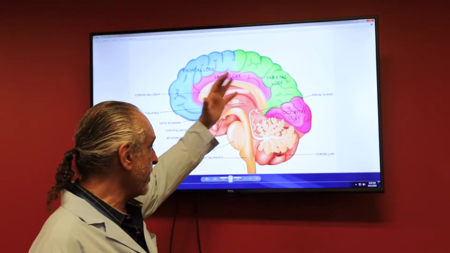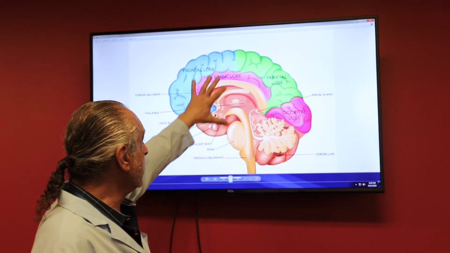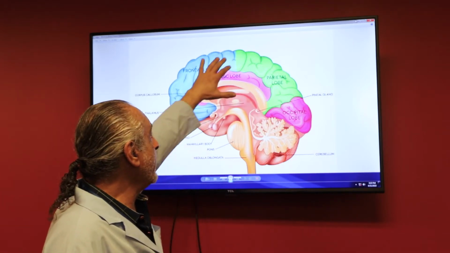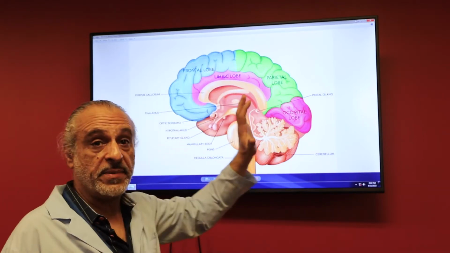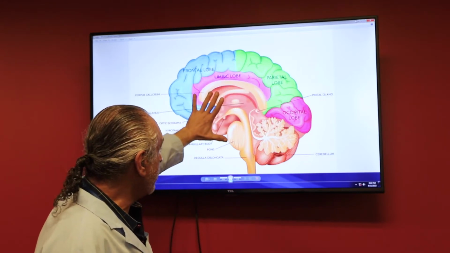Here we have the brain and several lobes of the brain. For example, this area in the front, obviously, is called the frontal lobe. It's the blue part and it's the biggest lobe of the brain. It really encompasses all of this.